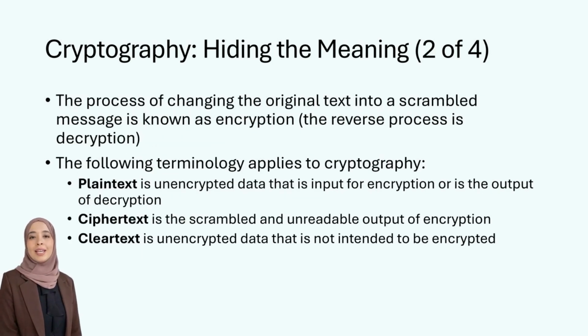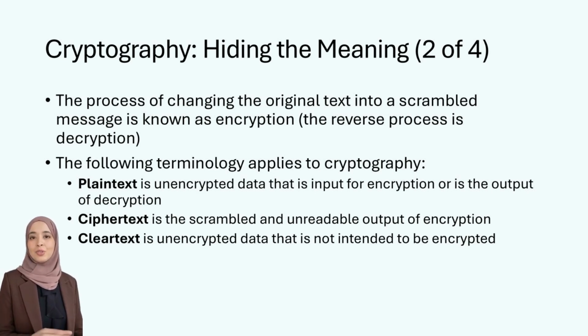Now let me introduce encryption. Encryption is the process of turning normal text into a scrambled message so that only authorized people can understand it. The opposite process, where the scrambled message is turned back into the original text, is called decryption. So we have now encryption and decryption.